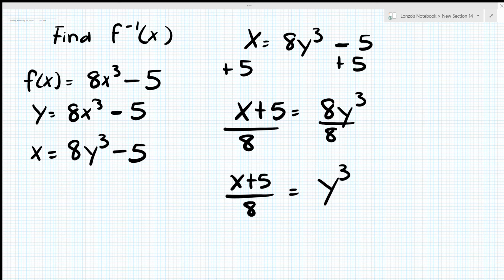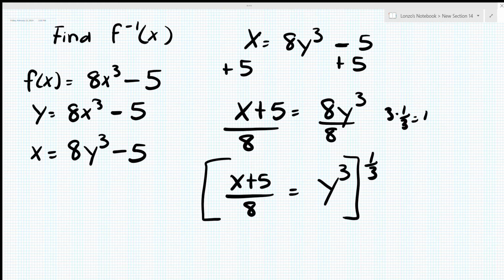Now I want to get rid of this cube, so how would I do that? I'm going to raise everything to the 1/3 power, right? Because when you're raising something to a power, you're multiplying the exponents. So it's like saying 3 times 1/3, which is 1, or just y. So this is going to be y equals, and then I have to raise this whole thing to the 1/3. So it's going to be x plus 5 over 8 to the 1/3.